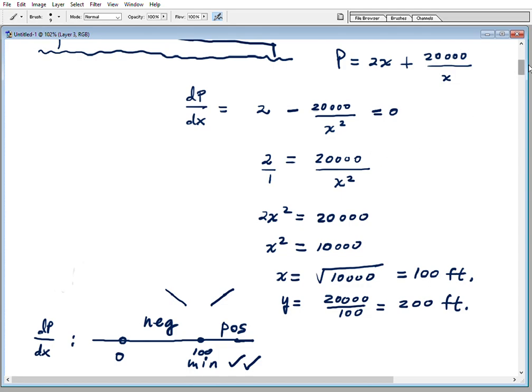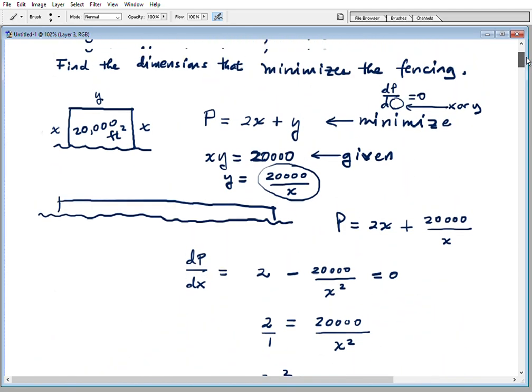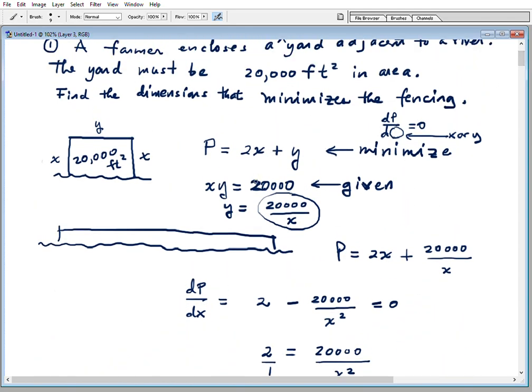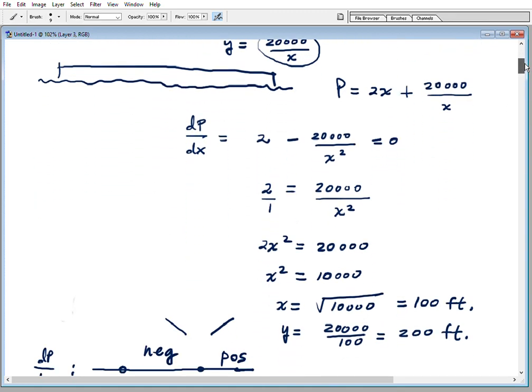Here we have the product of two numbers is 20,000. Here, let me show you. The product of two numbers is 20,000. Minimize 2 times the first plus 1 times the second. So it's that same exact type of problem, but expressed in a setting, in this particular word problem. But it's the same type. All right, any questions about that?